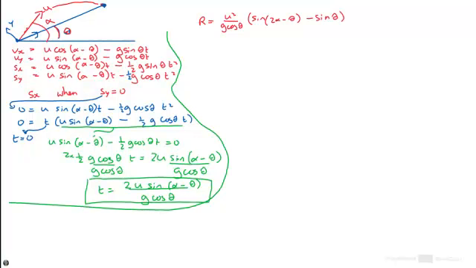So S of x is equal to u cos alpha minus theta, and I'm going to put in t in red so that we can see where that's coming from: 2u sine alpha minus theta over g cos theta, minus 1/2 g sine theta, and then it's t squared. So we have to be sure to square absolutely everything in t. That's going to be 2 squared is 4, u squared, sine squared alpha minus theta.